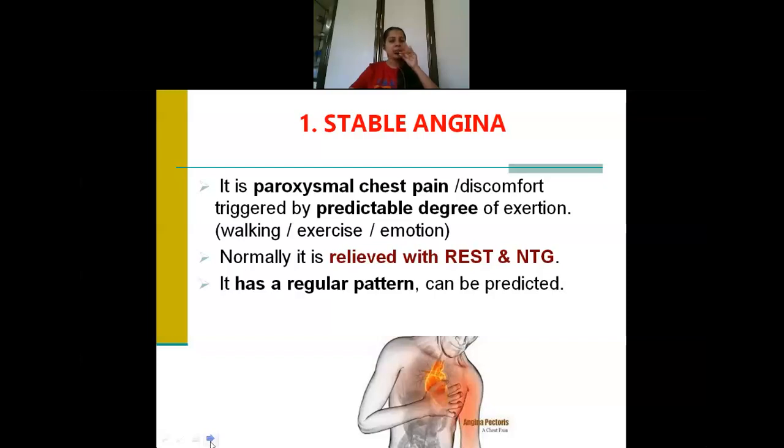Most of the time this type of angina occurs because of plaque or atheroma deposition, or because of stenosis, or because of atherosclerosis, or because of weakness in the muscle wall, or because of hypertension, cardiomyopathy, stress. Because of all these reasons, stable angina usually occurs. So that is stable angina. I'll just repeat. Usually it is of regular pattern, it is relieved after rest or after taking nitroglycerin, and it is because of a predictable degree of exertion like walking, exercise, or stress. Usually you will get this type of angina.